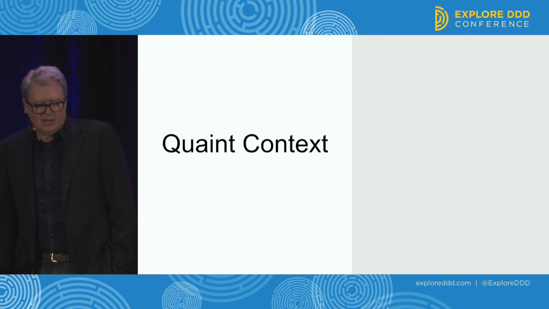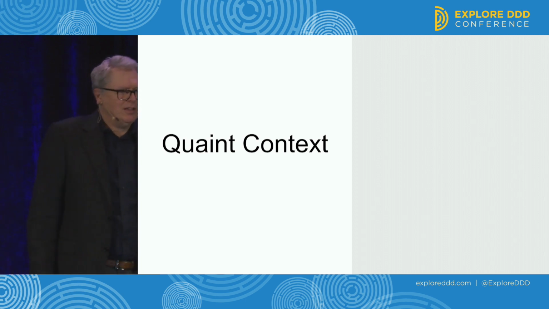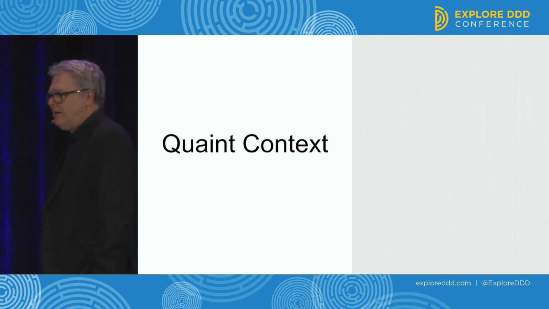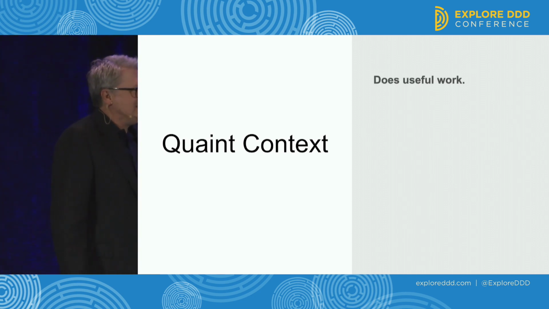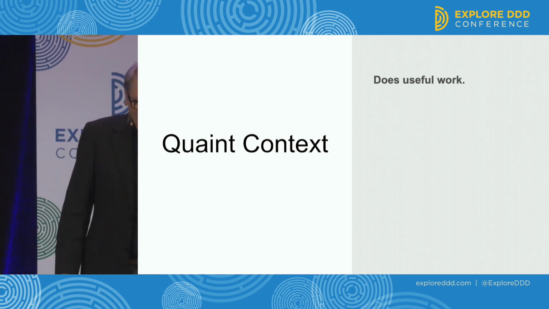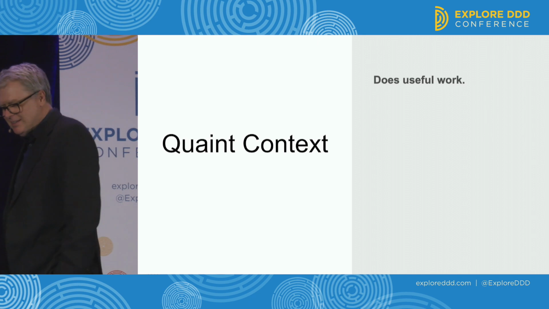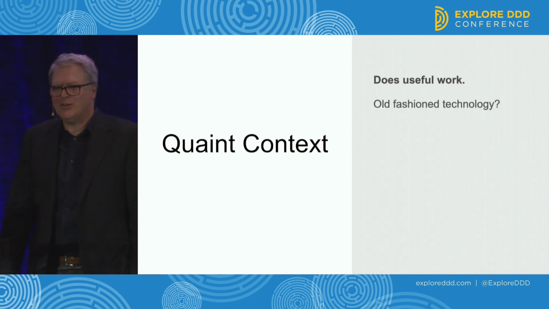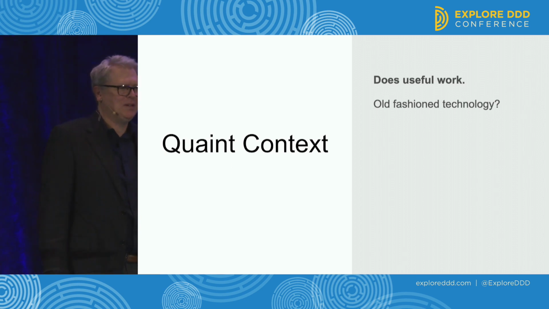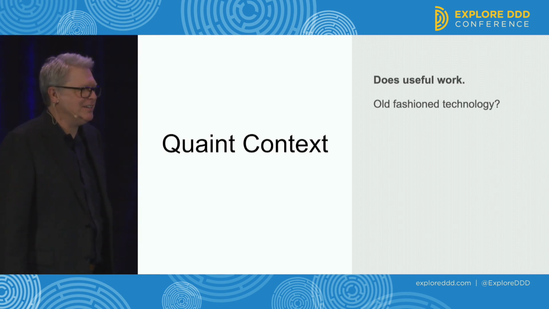How about naming contexts? Some of them, we could call quaint contexts. Instead of that annoying legacy system that's a big ball of mud and destroying my life, it's quaint. It does useful things, but it does it in an old-fashioned way, you know. How charming. SOAP. I haven't seen one of those for years.